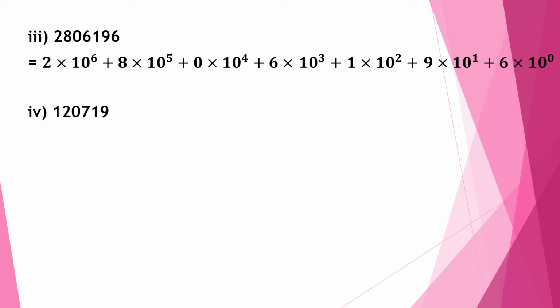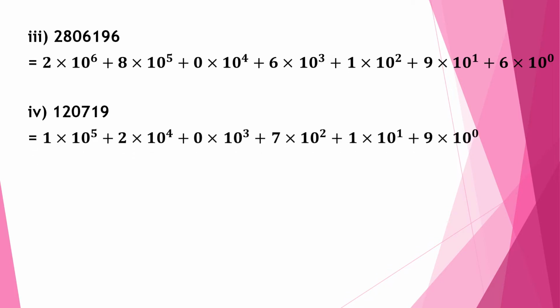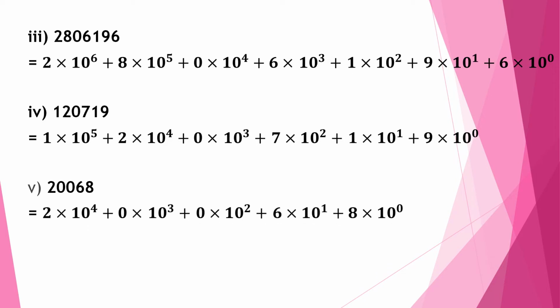Next question. 1,20,719. So 1 into 10 raised to 5 plus 2 into 10 raised to 4 plus 0 into 10 raised to 3 plus 7 into 10 raised to 2 plus 1 into 10 raised to 1 plus 9 into 10 raised to 0. Next question, 20,068. So we can write 2 into 10 raised to 4 plus 6 into 10 raised to 1 plus 8 into 10 raised to 0.